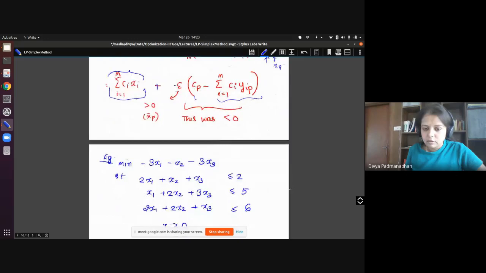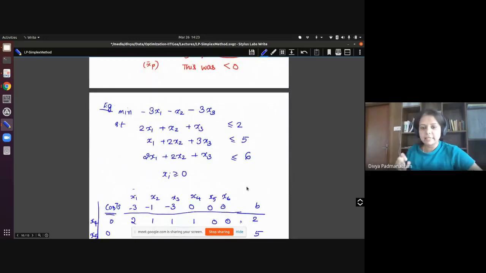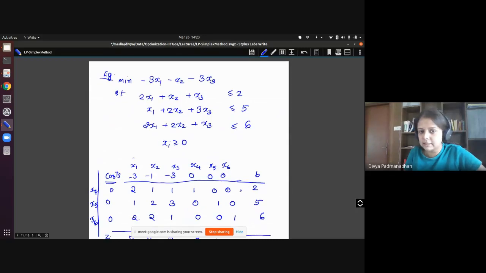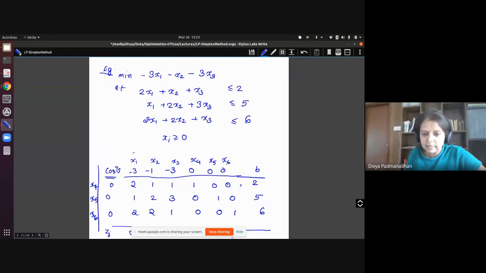So yeah, let us just see this example here. Now I'm taking this one, minus 3x1 minus x2 minus 3x3, and these are the constraints. I'm adding some slack variables x4, x5, x6, and this is the tableau that I'm starting with.